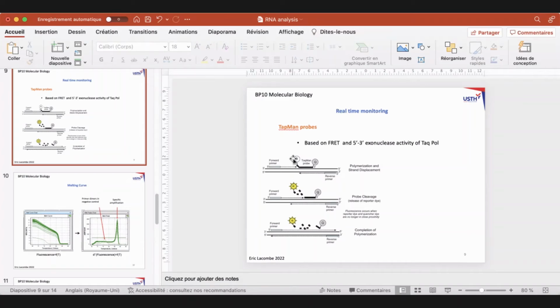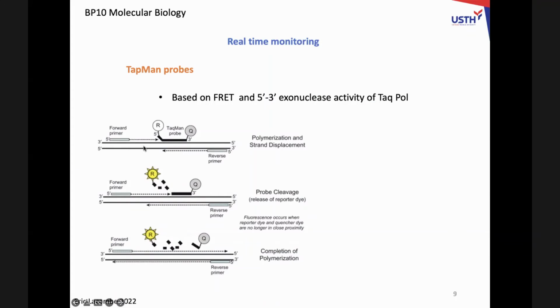So the pro is that it is very, very specific, because the specificity of the signal is coming from the specificity of the two primers. So that's already very big. And then there is the specificity of this TaqMan probe that is increasing the specificity. So that's very good. The sensitivity is higher than SYBR Green. And you can do multiplexing with that.